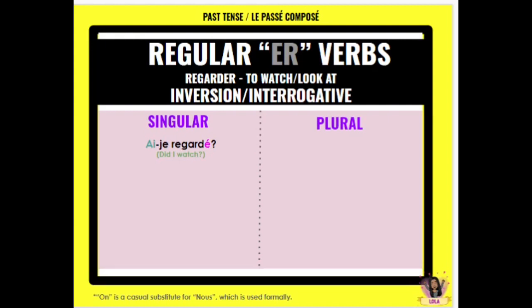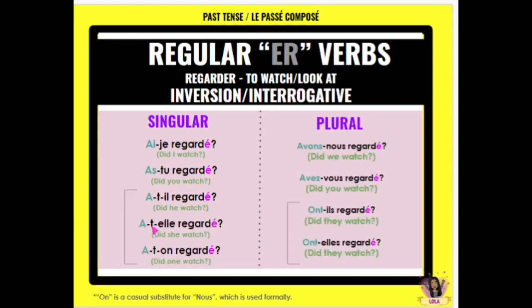We're going to do the same thing with the next one. It's tu as. We're going to flip it to as-tu, add regarder with a question mark, and it becomes did you watch? Now with il a, when we flip it, it's going to be two vowels together. So please remember to put the T in between. So a-t-il regardé? Did he watch? And then we will do the same for the other ones on the singular side with the T in between. So a-t-elle regardé? A-t-on regardé? Avons-nous regardé? Avez-vous regardé? Ont-ils regardé? Ont-elles regardé?